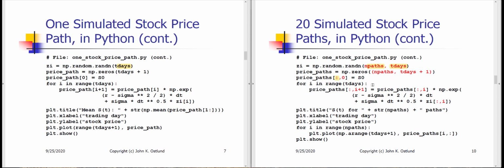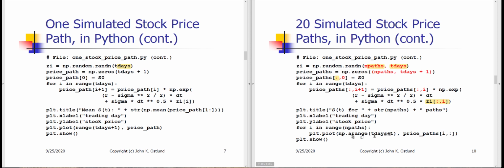Here I'm doing a vectorized assignment so that the initial column of every row is going to get the initial stock price of 50. And then for each trading day, I can also do another vectorized computation, in which we're computing the simulated stock prices for each subsequent day based on the previous day. And right here is where we're grabbing values out of our column of random draws from the standard normal distribution.